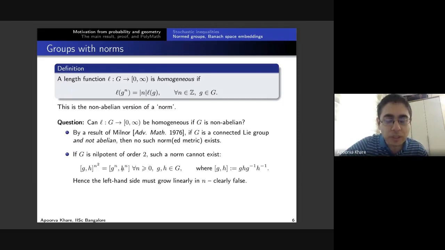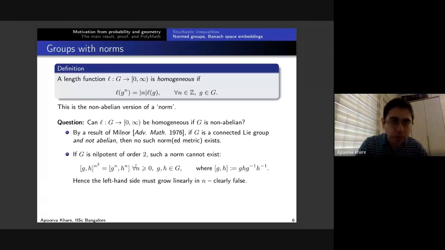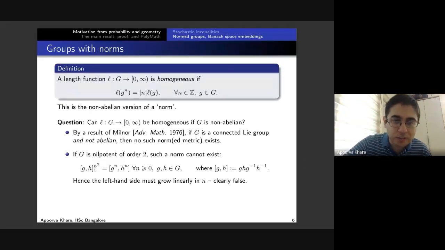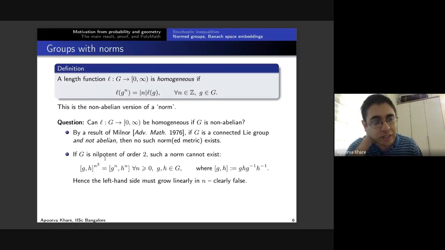But now suppose I did have such a nilpotent group of order 2 possessing a length function, a homogeneous length function. Then take lengths on both sides. What do you get? Well, you get n squared times the length of [g,h] on the left-hand side, because that's the whole point of a length function.